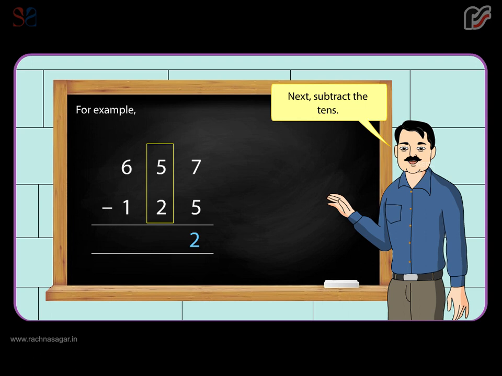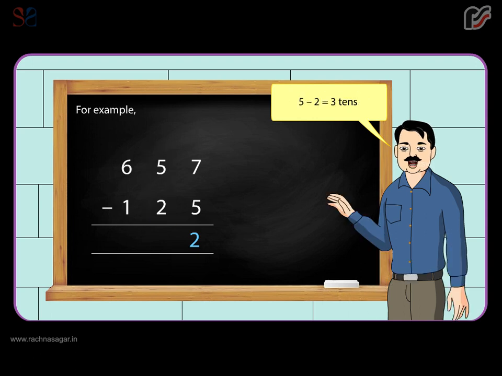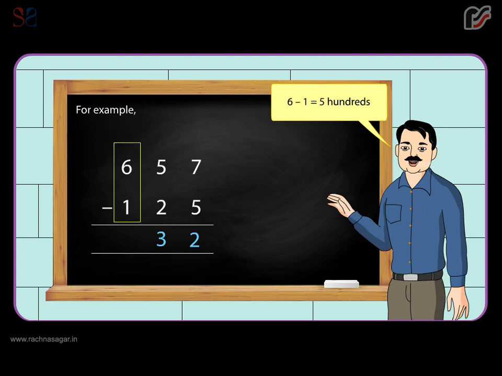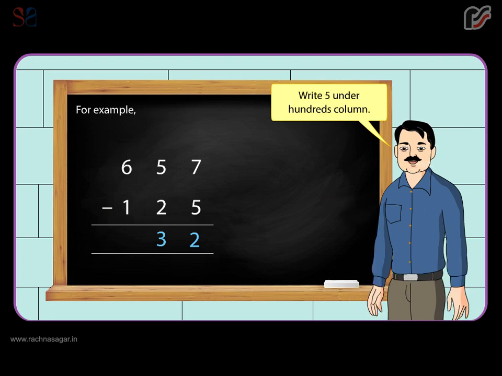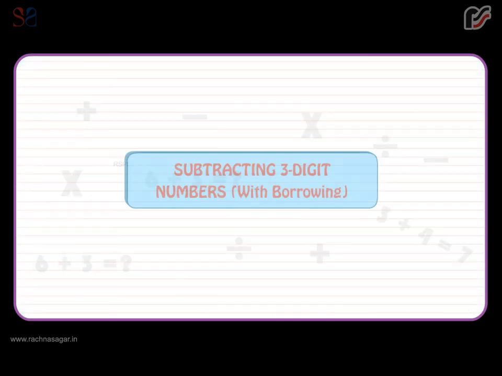Next, subtract the tens. 5 minus 2 equals to 3 tens. Write 3 under tens column. Then subtract the hundreds. 6 minus 1 equals to 5 hundreds. Write 5 under hundreds column. Thus, the difference is 532.